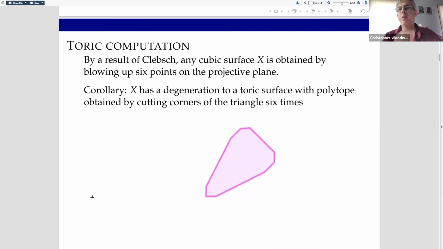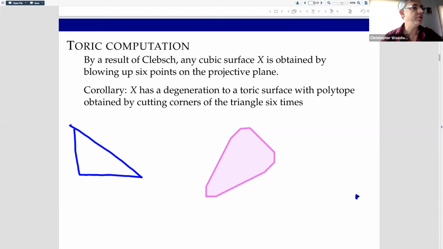Okay, so we want to talk about a way of doing this using toric geometry and moment polytopes, and the motivation is to try and get the disk count in the same way that we get the sphere count. There's a result of Clebsch which says that any cubic surface can be obtained by blowing up 6 points in the projective plane. What that means in terms of the toric geometry is that I'm starting with some polytope. Let's say I start with a polytope for P2, and then I start cutting off the corners.